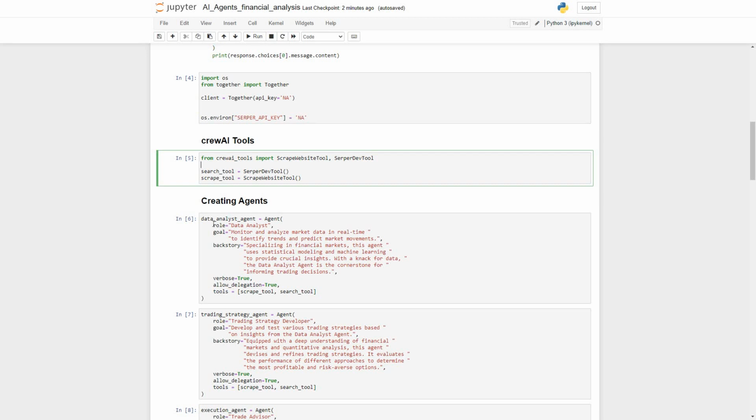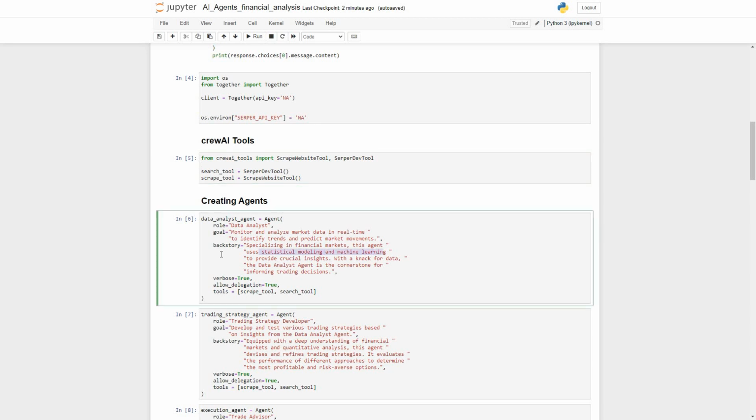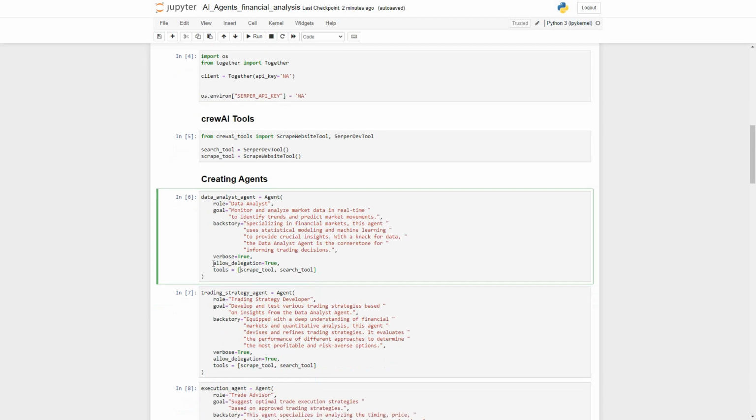So first we are going to create an agent. There are four agents that you are going to have. One is the data analysis agent, whose role is going to be a data analyst. The goal is to monitor and analyze market data in real time to identify trends and predict market movements. Specializing in financial markets, this agent is going to use statistical modeling and machine learning. We are going to give a backstory, allow verbose and allow delegation, and the tools it is going to have are a scrape tool and a search tool.